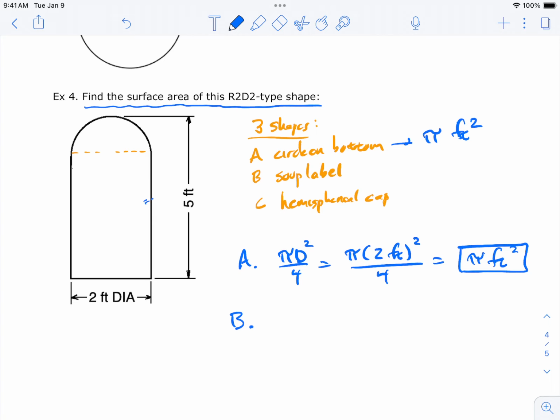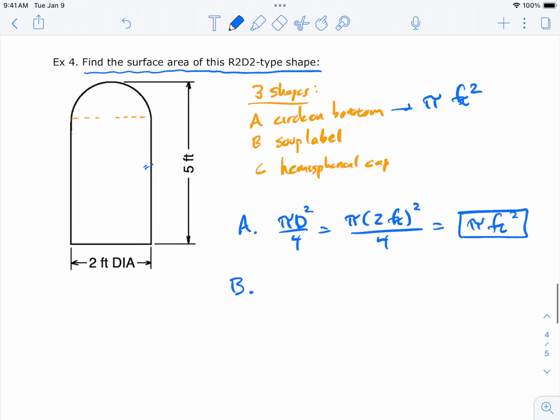Might as well move on to B, the soup label. That would be this part. So picture yourself unwrapping that soup label. You'd get yourself a nice big rectangle, right?